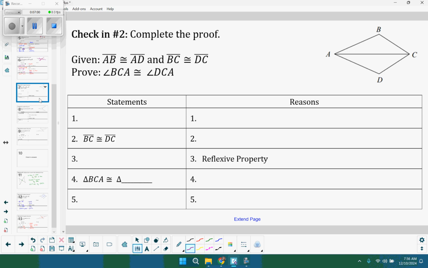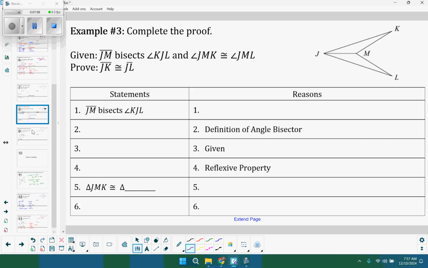So here's one for you to try. Pause now if you'd like. The answer is posted on Classroom. All right, these are just more practice.